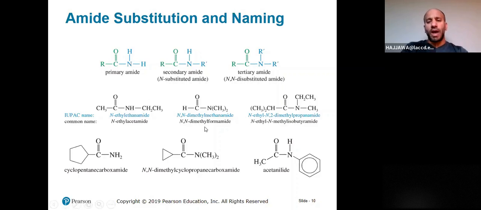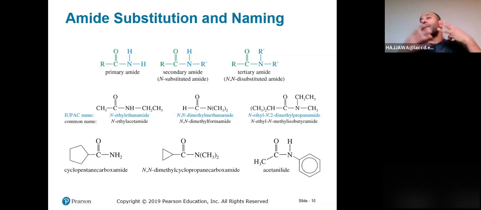Here's another example. So I have the nitrogen attached to two methyl groups. So that's an N,N-dimethylmethanamide, because I have one carbon attached to the nitrogen. That's the carbonyl. Here's another example where I have the N-ethyl, and I have two methyl groups, one on the nitrogen and one on the chain of the 3 carbon.